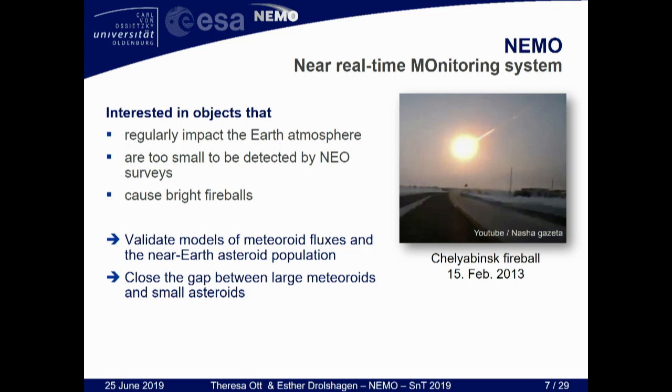And our overall goal is to validate the flux models of the meteorite fluxes and the near-Earth asteroid population, so to close the gap between large meteoroids and small asteroids, because the meteoroids we can see with our ground-based networks, and the large asteroids we can detect with our telescope surveys. But the intermediate size range, there's still a lack of information.